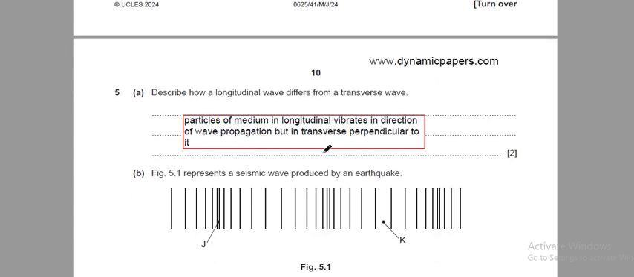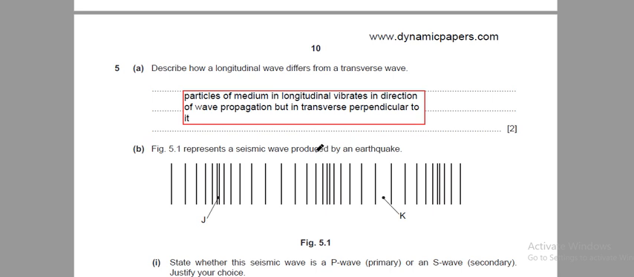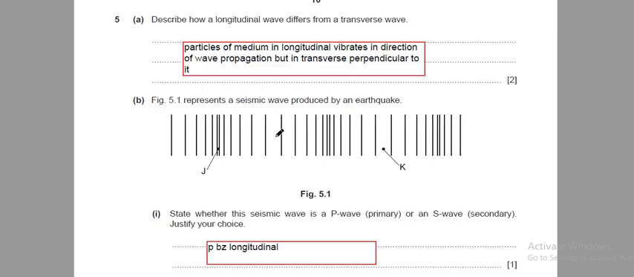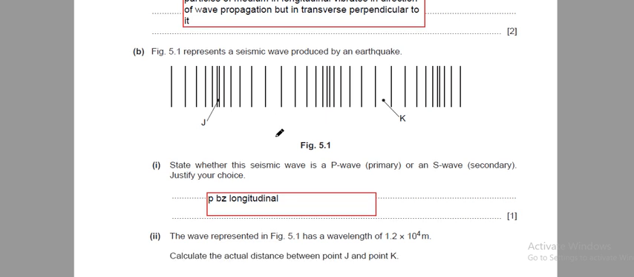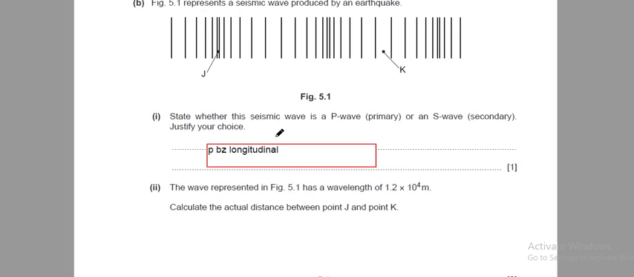Describe how longitudinal wave differs from transverse. In longitudinal, particles move in direction of wave. In transverse, particles move perpendicular. Here the seismic wave, state whether it is P or S. It is P because it is longitudinal, and for S it is transverse. Remember that transverse has S letter, so it is secondary wave that is transverse, and certainly the primary would be longitudinal.